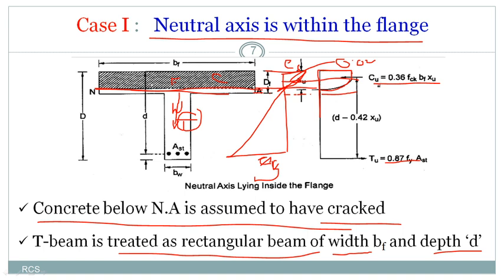If we add them together, we get the total compressive force in the compression zone, that is Cu = 0.36 fck bf xu. The derivation of this part we have already discussed when analyzing a singly reinforced rectangular beam. The total tensile force in the tension region is Tu = 0.87 fy Ast. Here fy is the yield strength of the steel, Ast is the area of tension reinforcement provided, fck is the characteristic compressive strength of concrete, bf is the effective width of the flange, and xu is the depth of the neutral axis.